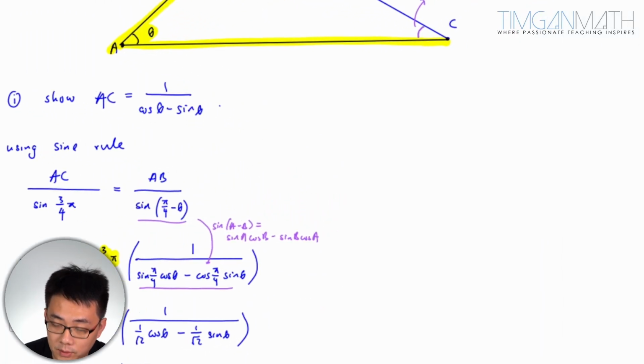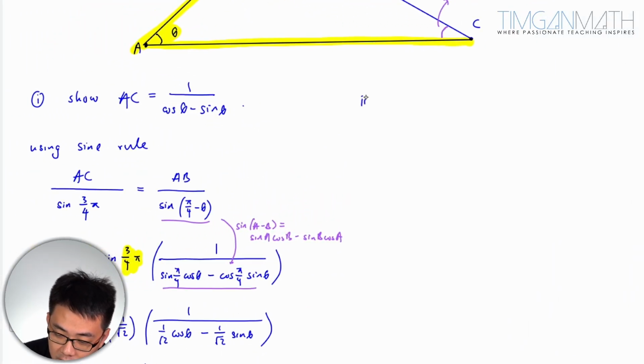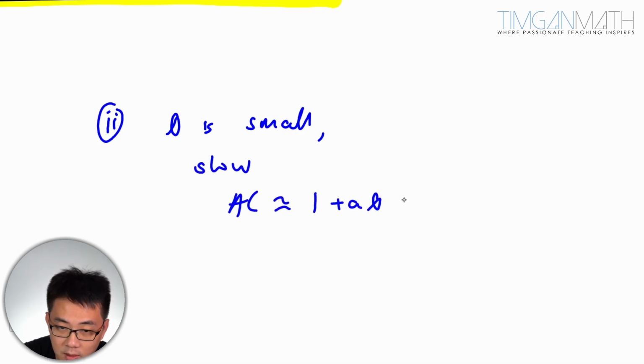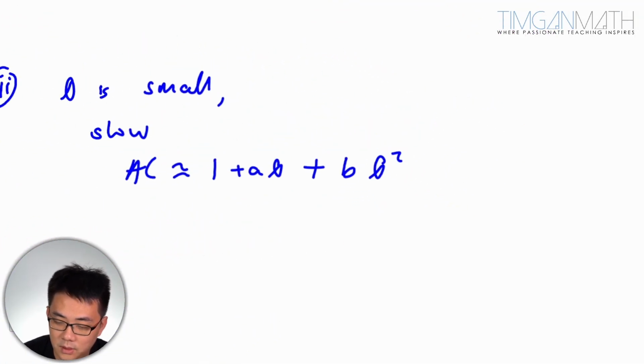Now let's look at part 2. Given that theta is sufficiently small, show that AC is equal to 1 plus A theta plus B theta square. So this is important. The first thing is you need to know that when it's a small angle, let's say 0.01, theta cubed will be negligible.